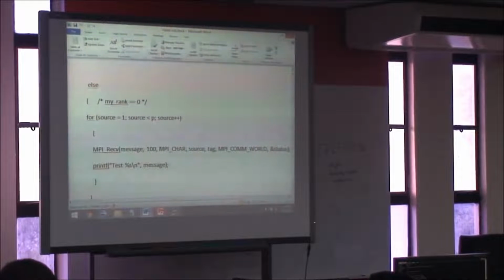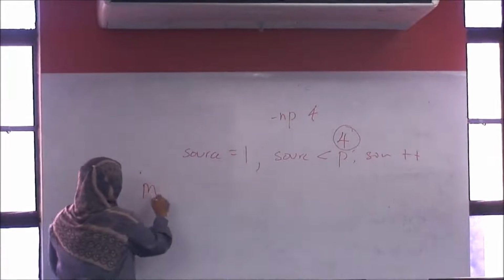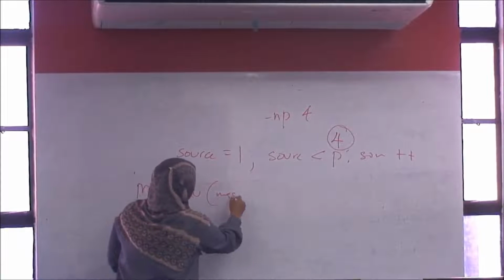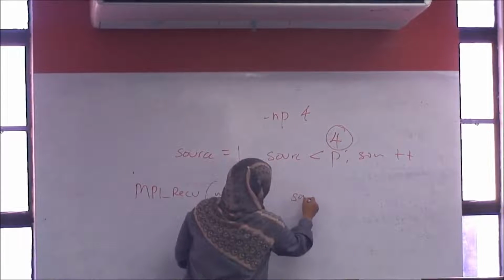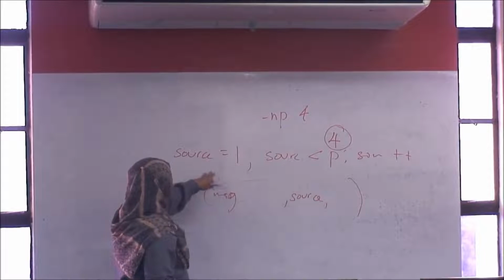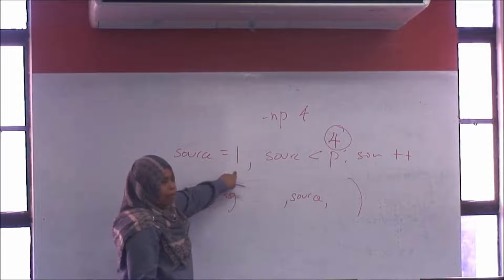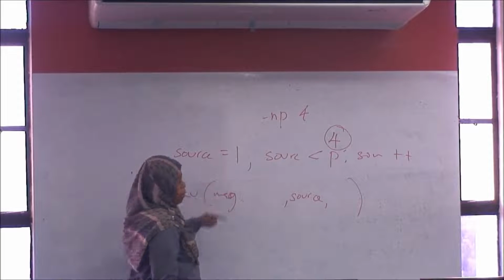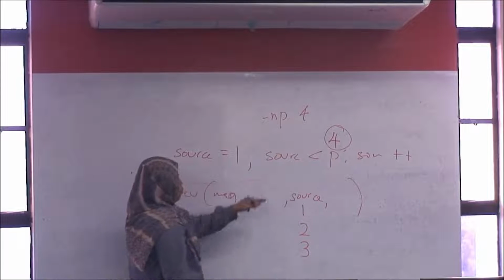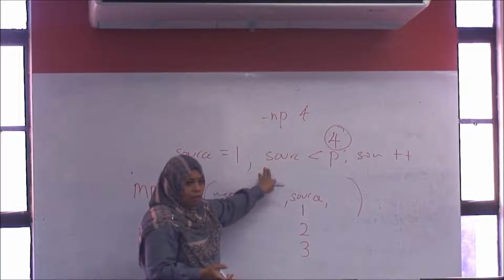Okay, so next, MPI_Recv message, 100, the length is designated as 100, MPI_CHAR and source. So what's going to happen here? MPI_Recv, so message, and so on, and source. So this source, because this is actually a loop, right? It will start with 1, 2, and 3. So when it reaches 4, it will exit the loop.